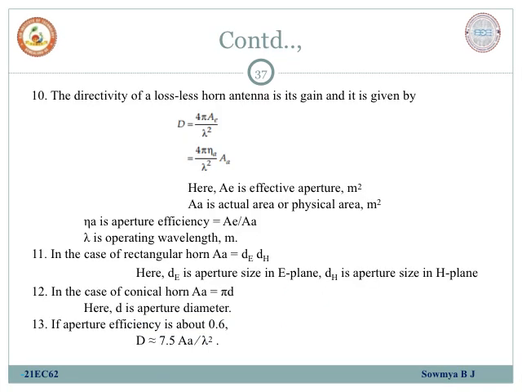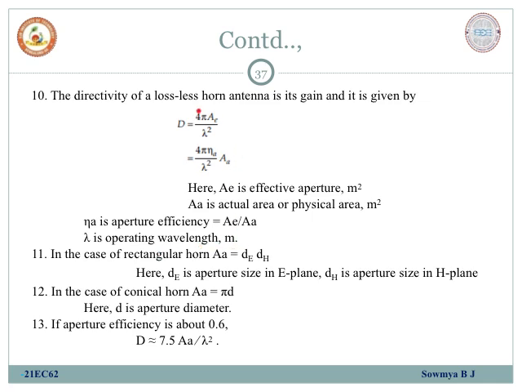Now, let us continue the salient features. Coming to the directivity for a lossless horn antenna, the directivity is equal to the gain, and it is given by D = 4π AE / λ², where AE = ηA × AA, where AE is the effective aperture in meter square and AA is the actual or physical area in meter square, and ηA is the aperture efficiency which is given by AE divided by AA, and lambda is the operating wavelength which is expressed in meters.